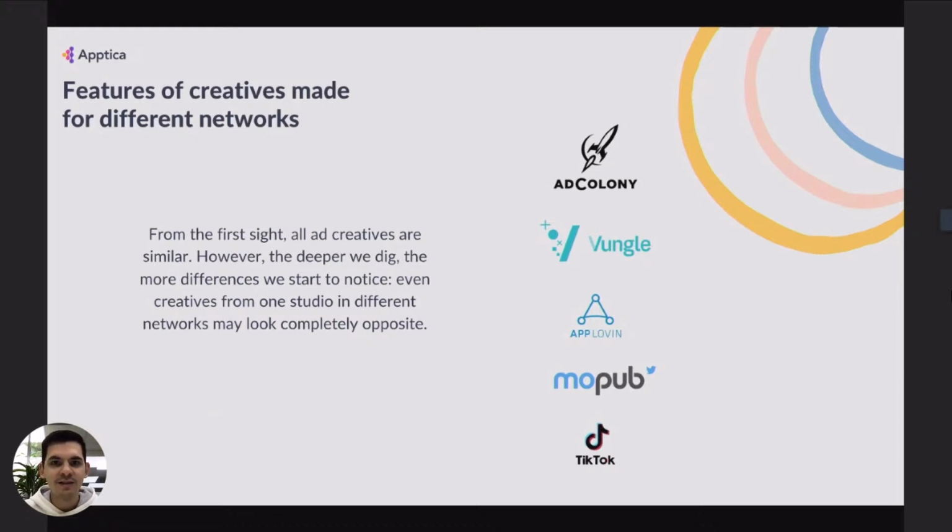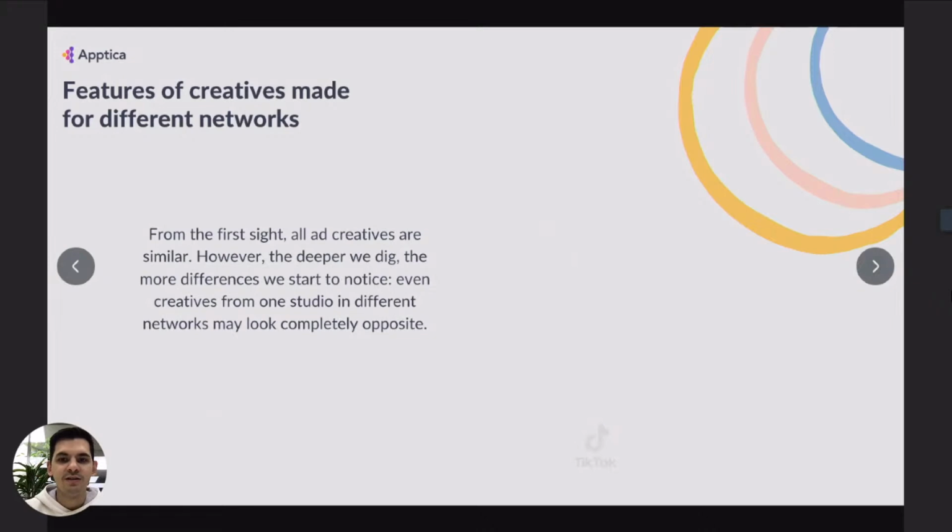And we analyzed 5 large networks: AdColony, Vungle, AppLovin, Mopub, and TikTok, to show you which formats will work maybe best in each of these networks. And this, of course, is based on our opinion. So let's go for AdColony and see what trends we notice.